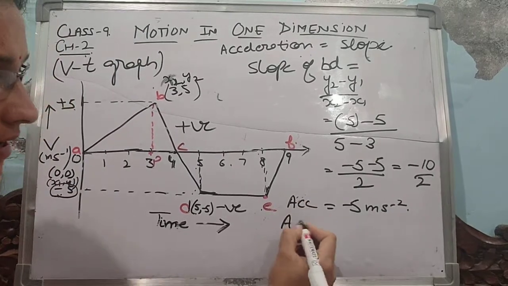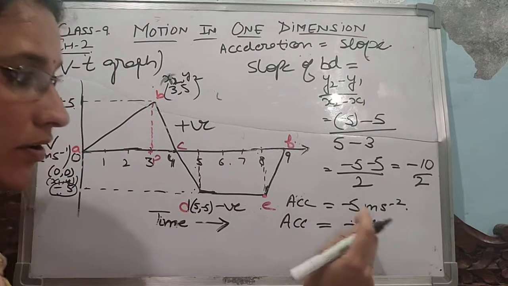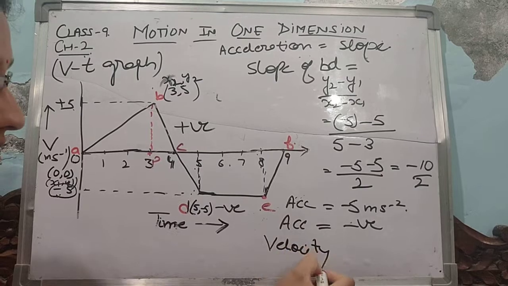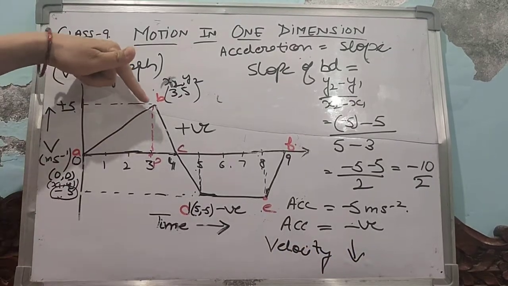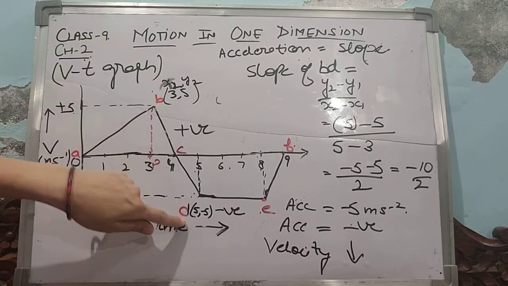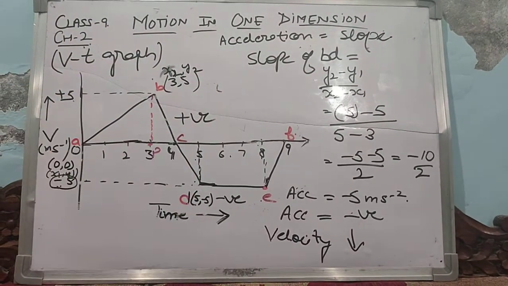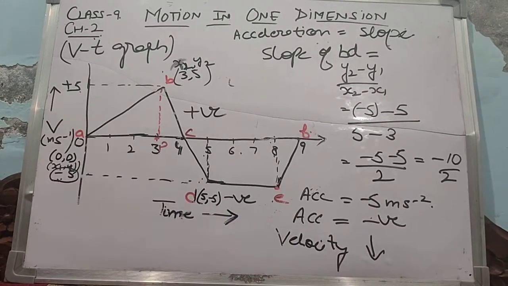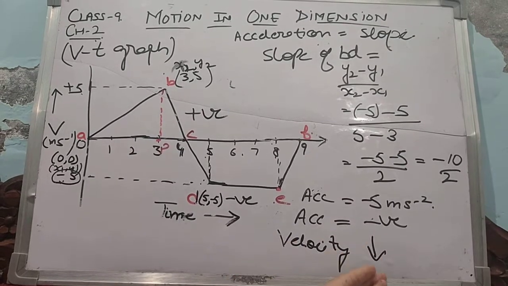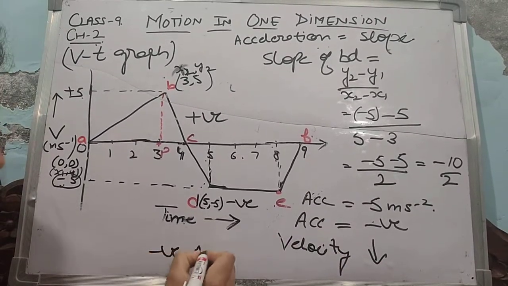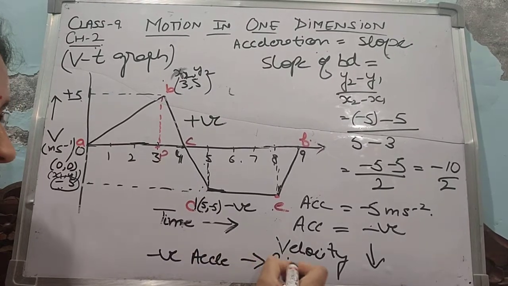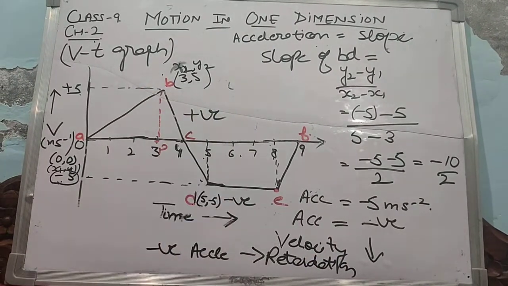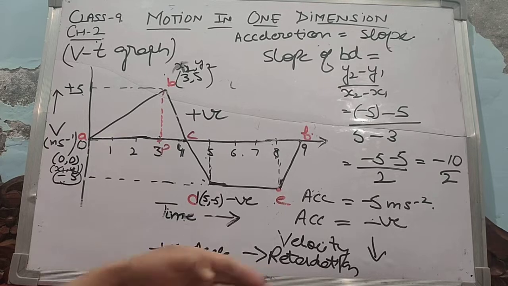Now in this case, acceleration is coming out to be negative. What do we mean by negative acceleration? It means that the velocity of the body is decreasing. You can see in the graph itself, the body is going from point B to D and the velocity is decreasing. As acceleration is negative, velocity is decreasing, and you know that negative acceleration is also called retardation. So the graph shown by BD is retarded motion, or you can say deceleration.